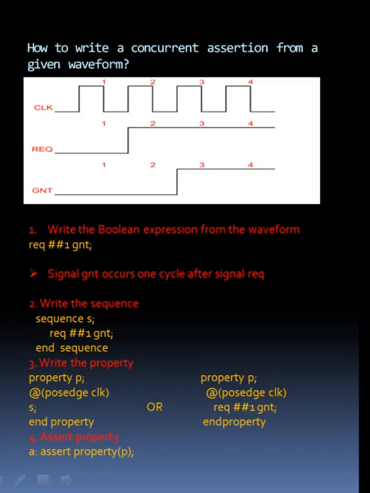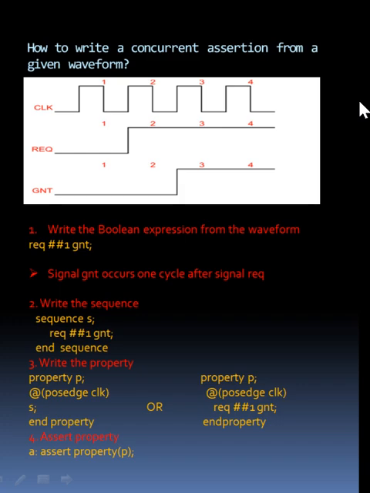Let's see how to write a concurrent assertion from a given waveform. Here in the waveform, we can see a clock signal. There are four clock cycles in the clock pulse. Then we have drawn another signal called request signal, which is high from the second clock cycle.